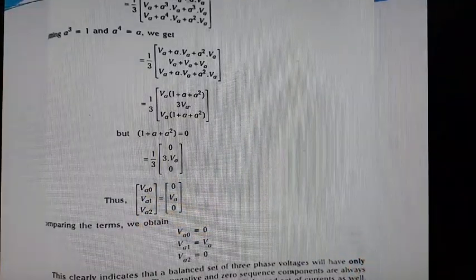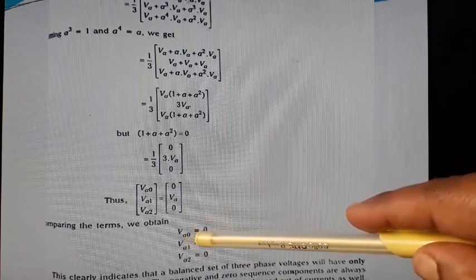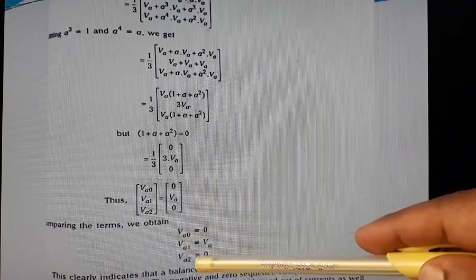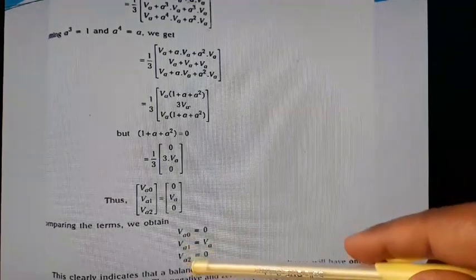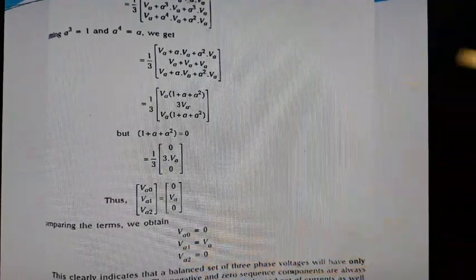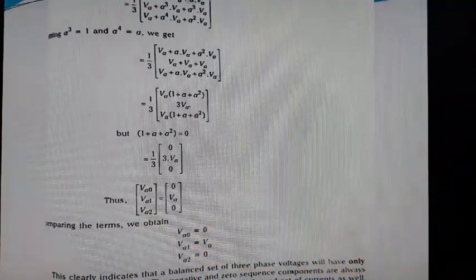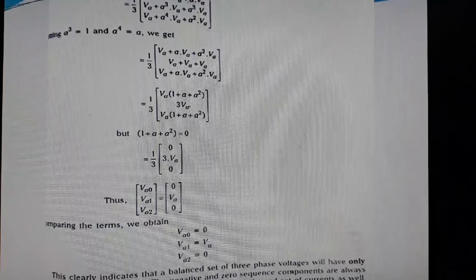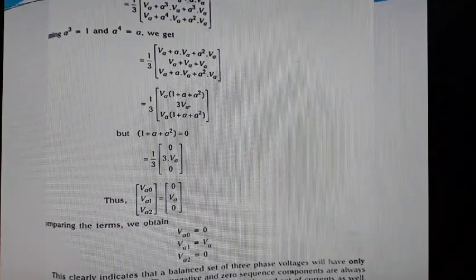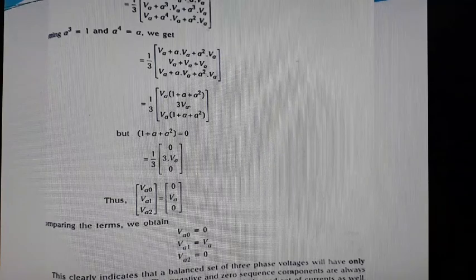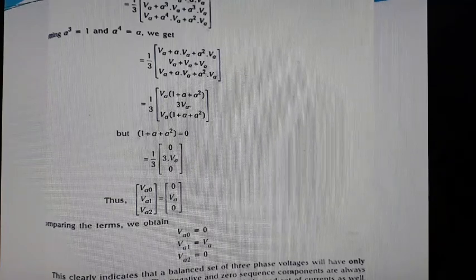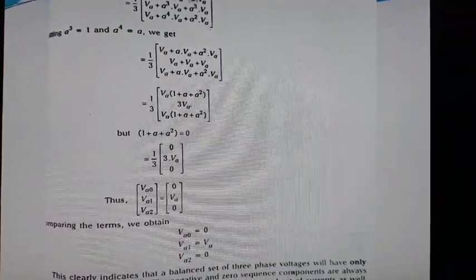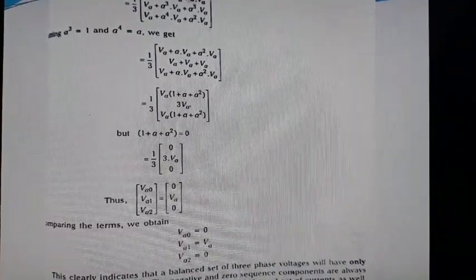From this it is very much clear. VA0 means it is the zero sequence component, VA2 means it is the negative sequence component. So both the zero sequence as well as the negative sequence components are 0. Only the positive sequence component exists. That means we have proved that for a balanced system, only the positive sequence component is present. No negative or zero sequence component for a balanced system. So here we have proved what the question was.